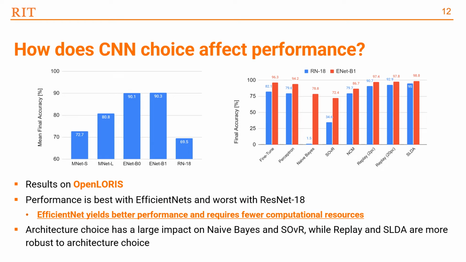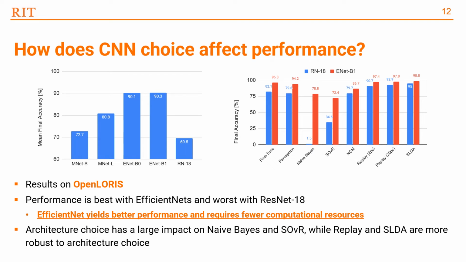Next, we wanted to understand how the CNN architecture choice affected performance on the OpenLORIS dataset. On the left, I'm showing the mean performance for each CNN architecture averaged across all continual learners. Overall, we saw that the EfficientNets yielded the best performance and ResNet18 yielded the worst performance.